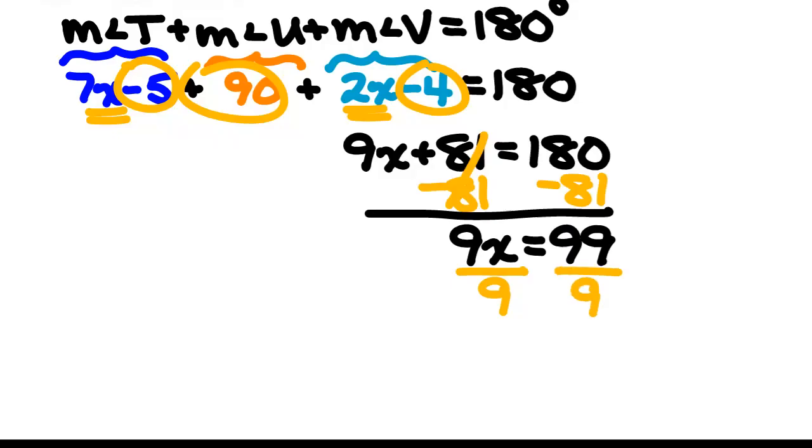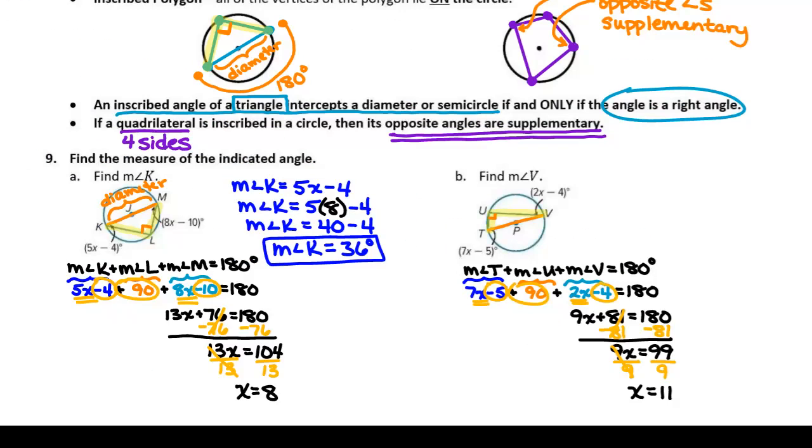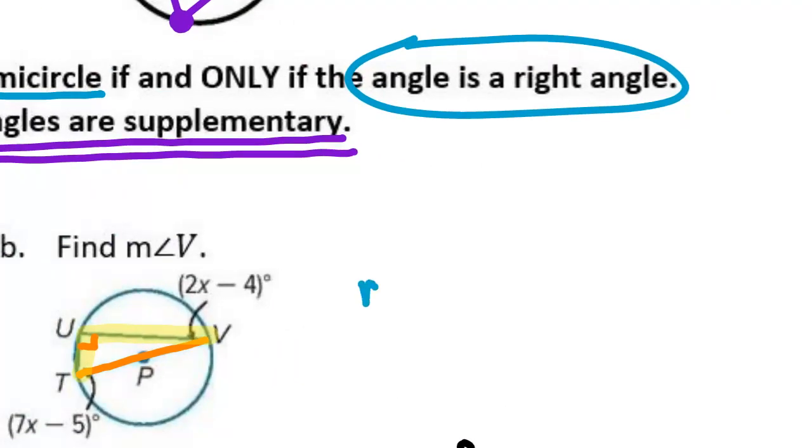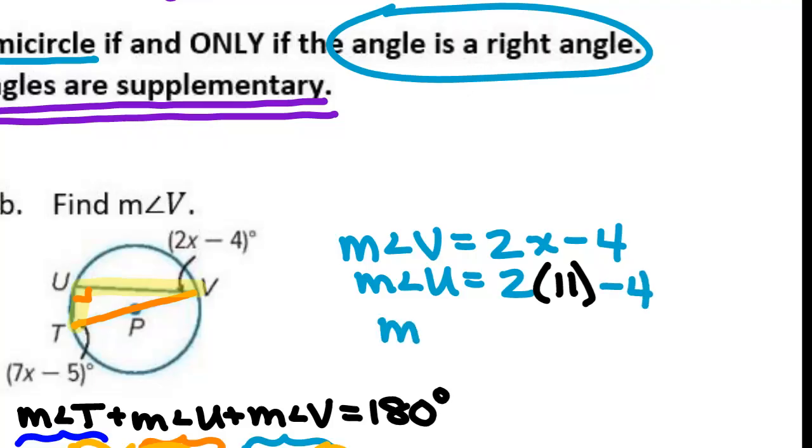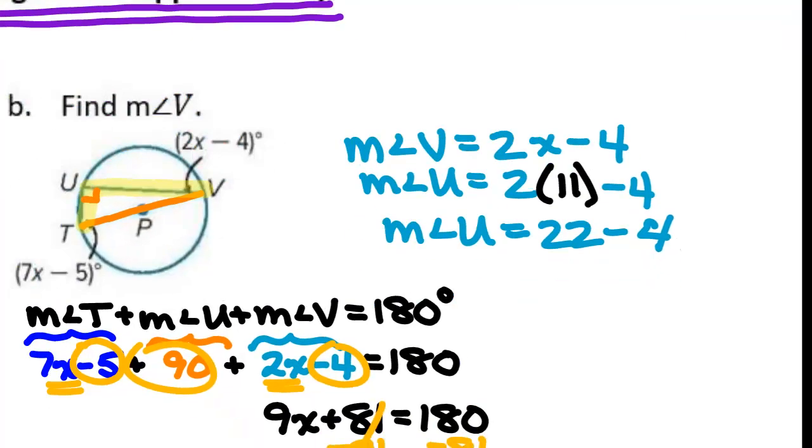X is how big? I'm sorry, I didn't hear. X is 11, yes. X is 11. So now we can find angle V. The measurement of angle V is 2x minus 4. So we do 2 times 11, and we get 22 minus 4. And what is 22 minus 4? 18, yes. So the measurement of angle V is 18 degrees.